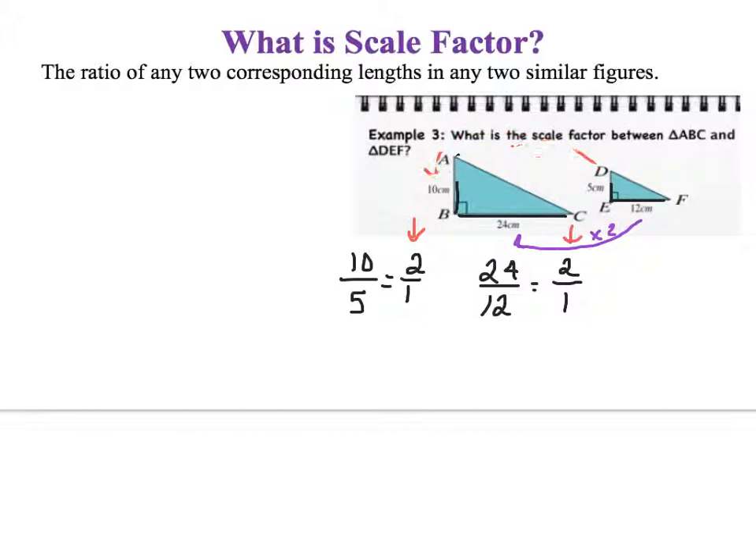If we were to go the opposite way, if I look at the big triangle and say 24 goes down to 12, or 24 decreases to 12 by dividing by 2. 12 is 1/2 of 24. So again, the scale factor is either going to be a scale factor of times 2 when going from small to big, or dividing by 2 when going from big to small.